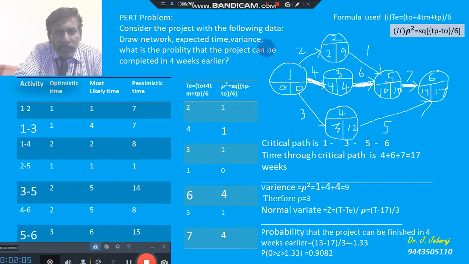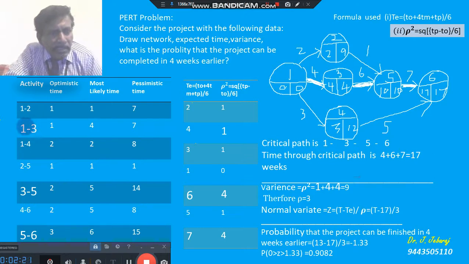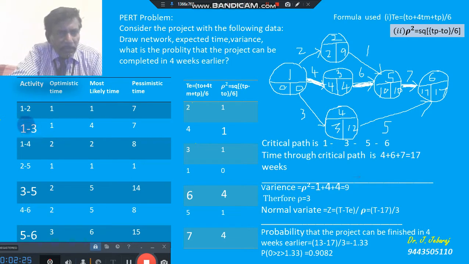First of all, we draw the picture here. So here is the activity 1 to 2, 1 to 3 activities. What is 1, what is 3? 1 and 3 are the events, and these events are connected by the activity. Okay, these events are connected by the activities. That's what we have to understand. So 1 and 2 we have to connect.